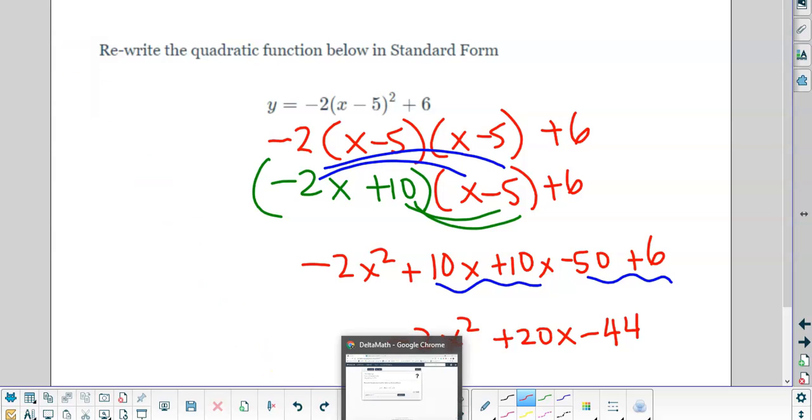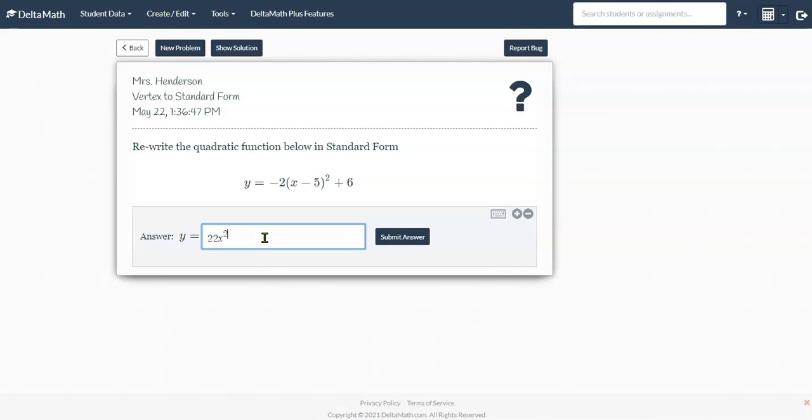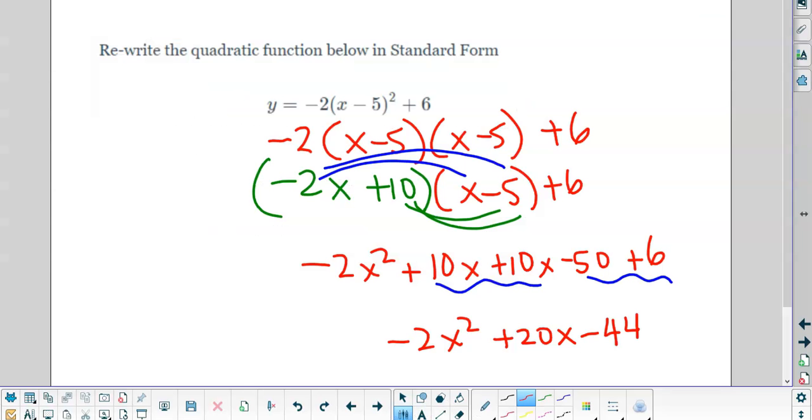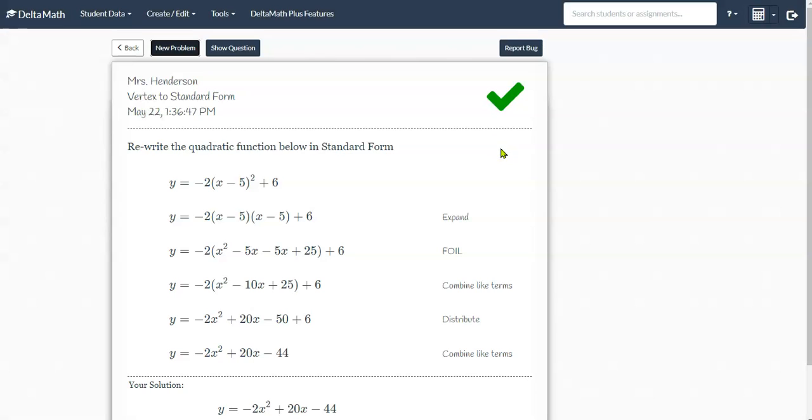All right, let's put that in as our solution. Negative 2x squared, oops, type the 2 instead of a negative sign. Negative 2x squared plus 20x minus 44. Is that right? Yes. So that's how you expand it back to standard form.